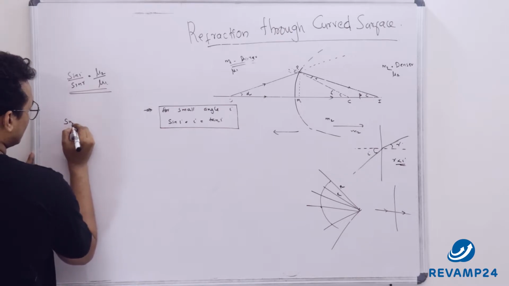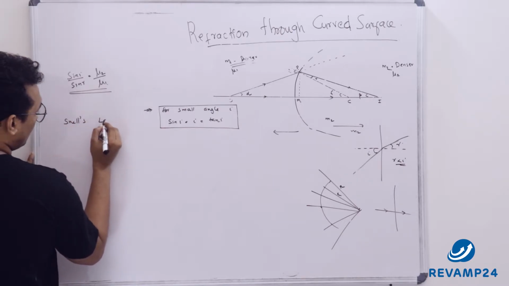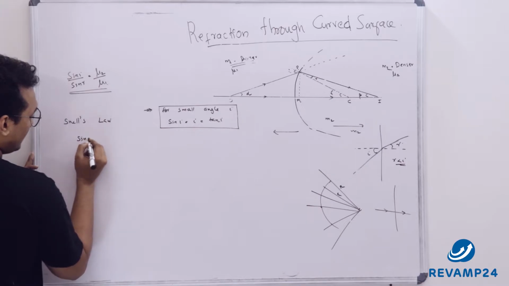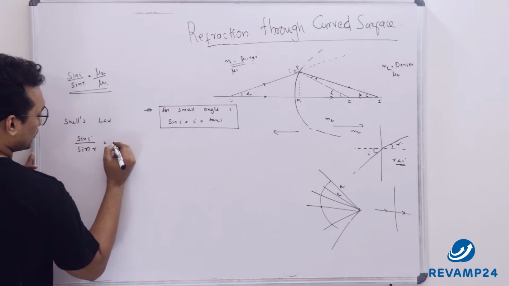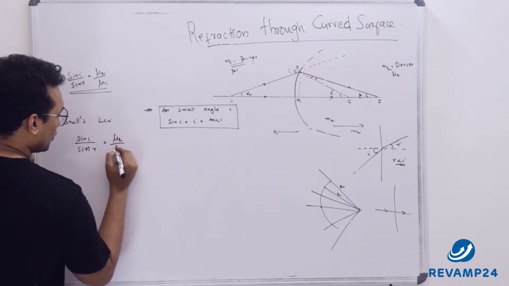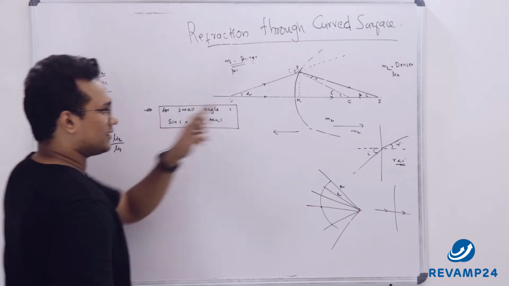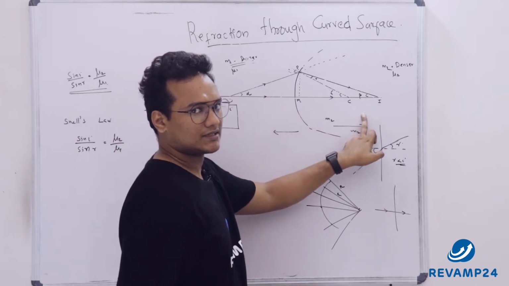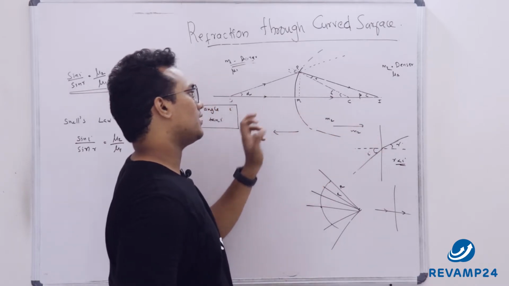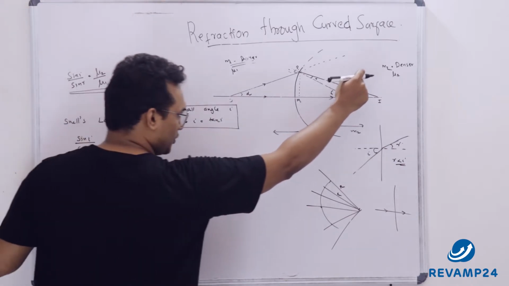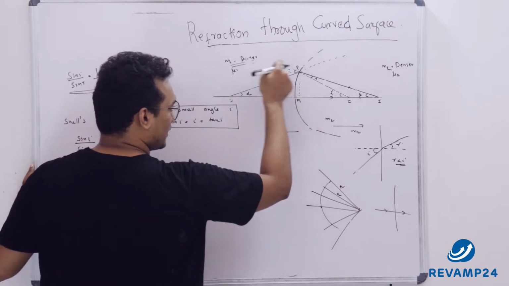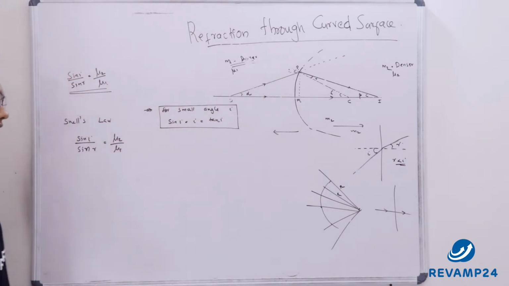So as per Snell's law, I can say sin I by sin R is equal to mu2 divided by mu1. So mu2 is nothing but the refractive index of the second medium. Mu1 is nothing but the refractive index of the first medium. Okay, so in mu2 we have the refracted ray, in mu1 we have the incident ray. Okay, this is how you can learn it.